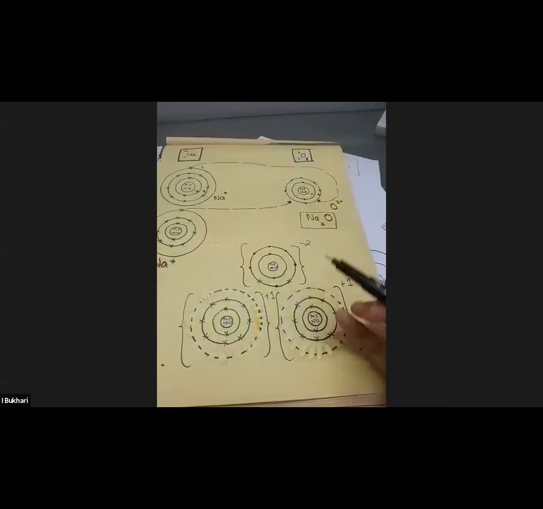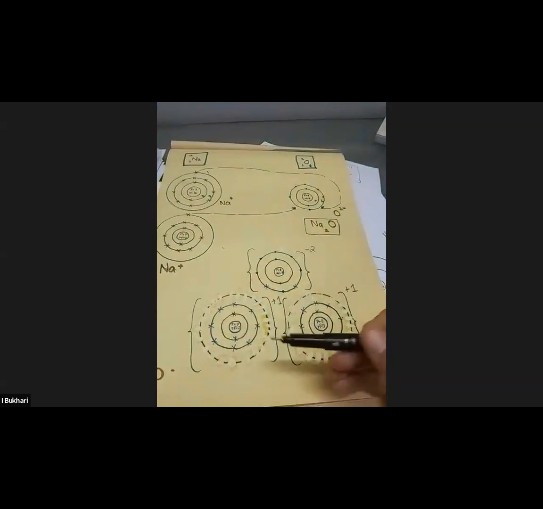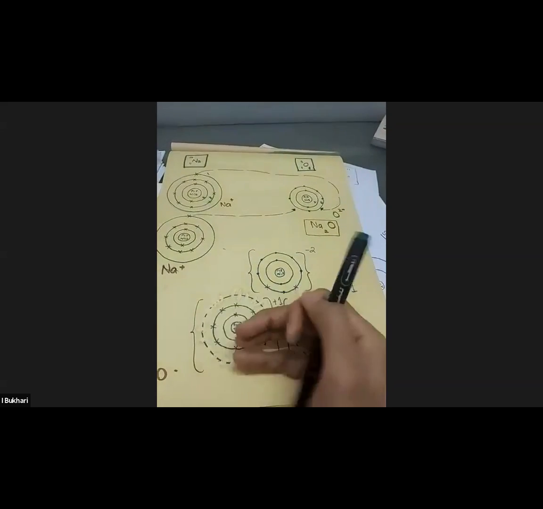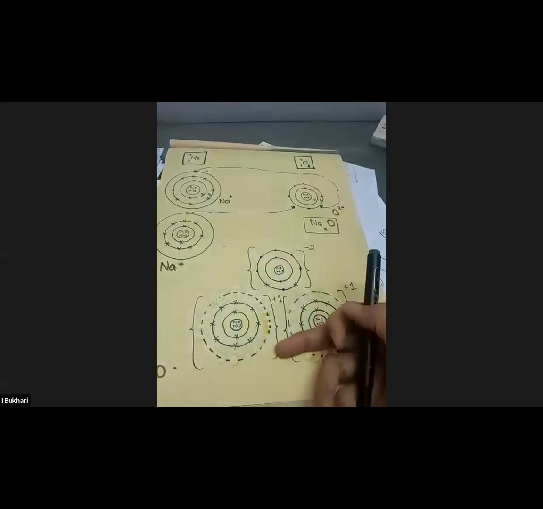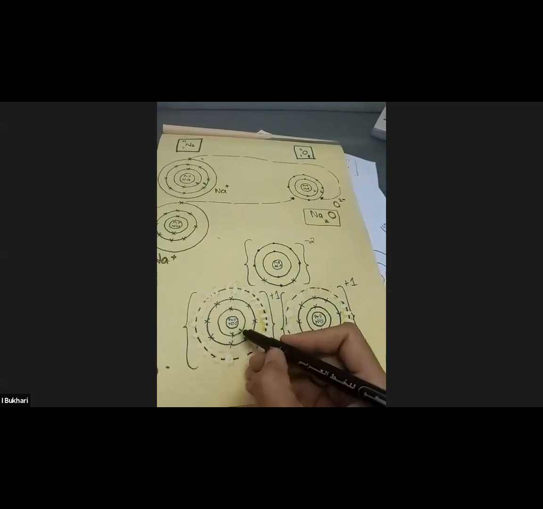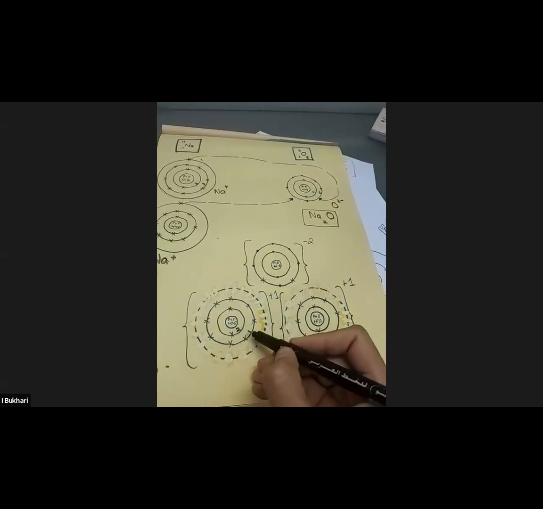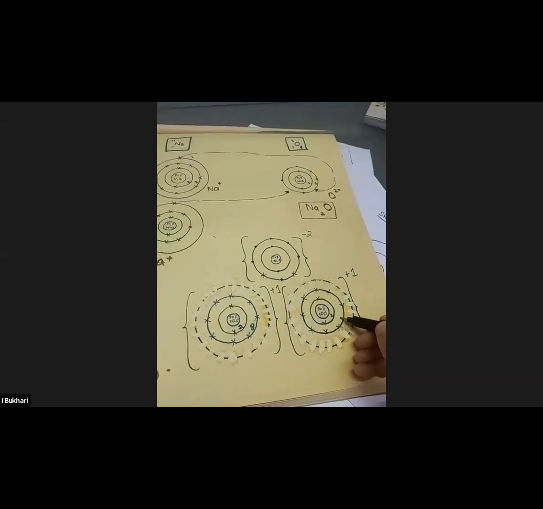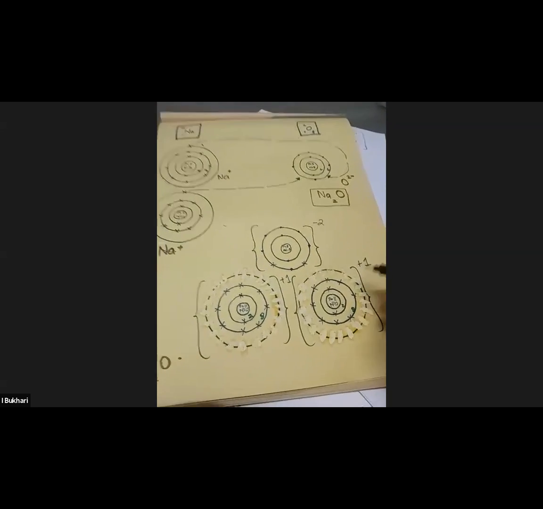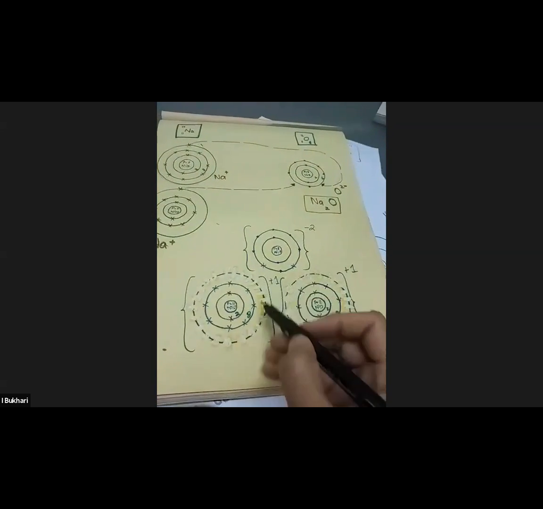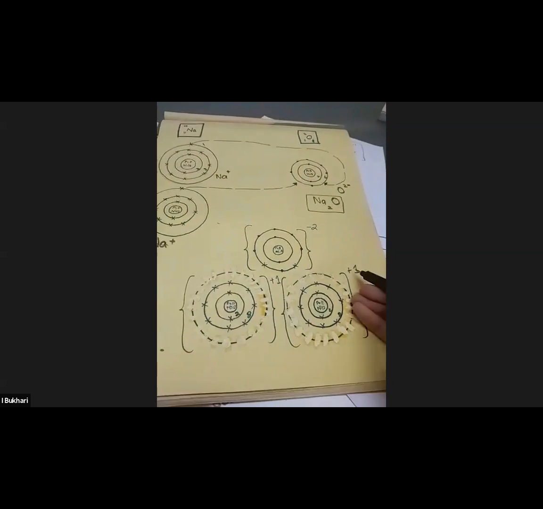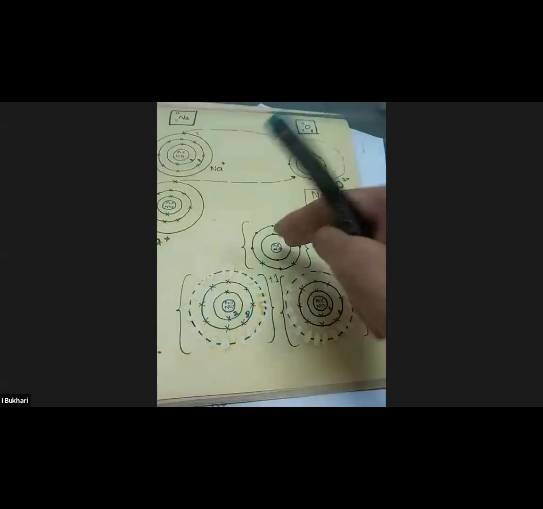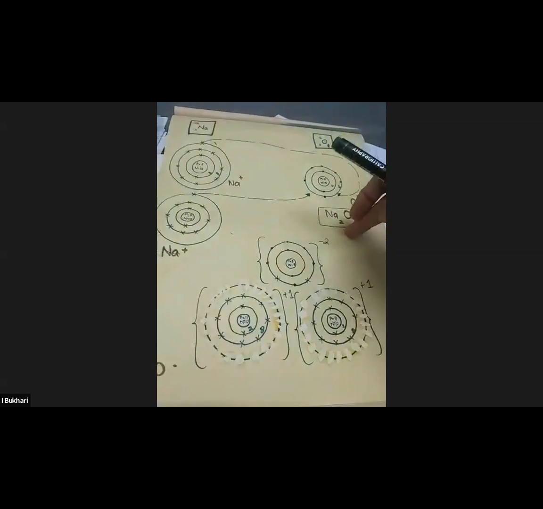And so this is the end result. Sorry, this was a mistake. By mistake, I drew the third shell. So first shell, 2 electrons, and second shell, 8 electrons. And so positive charge, because they lost 1 electron, positive charge. It gained 2 additional electrons, so -2.